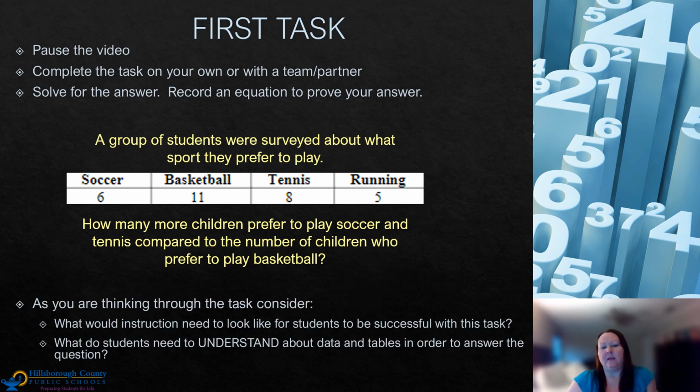basketball? As you're working through the task, I want you to consider what would instruction need to look like in order for students to be successful with the task, and what do students need to understand about data and also reading data from tables in order to answer the question. So go ahead and complete the task. You're going to pause right here, and then we'll see you soon.